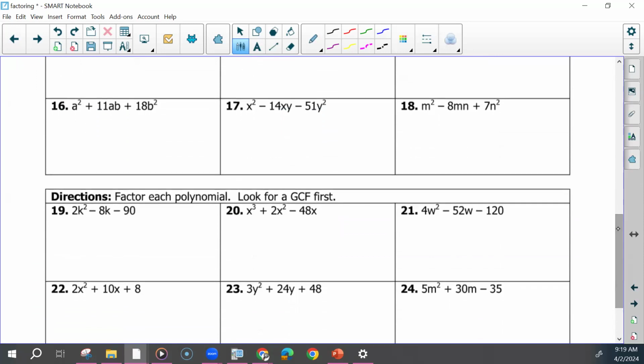Okay, 18 looks more complex because it has 2 different variables, but it's really the same. So 2 factors that multiply would be 7. 1 and 7 is 5. And these are 1 away. To make it -8, these would both have to be negative. And because you have 2 variables, you just have to have them both in there. So you're going to do m minus 1n and m minus 7. You just kind of split up the n's as you did the m's and put the numbers with them. Yes.